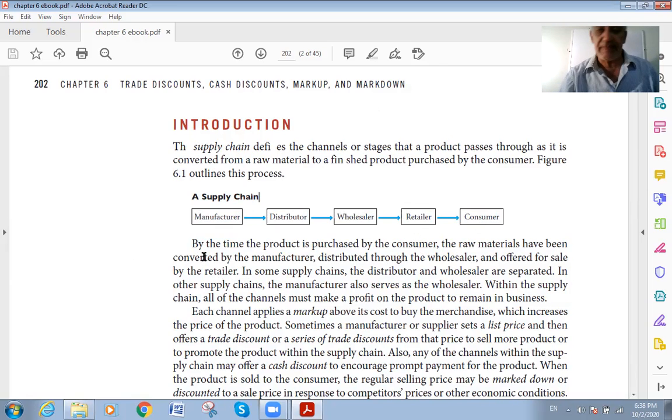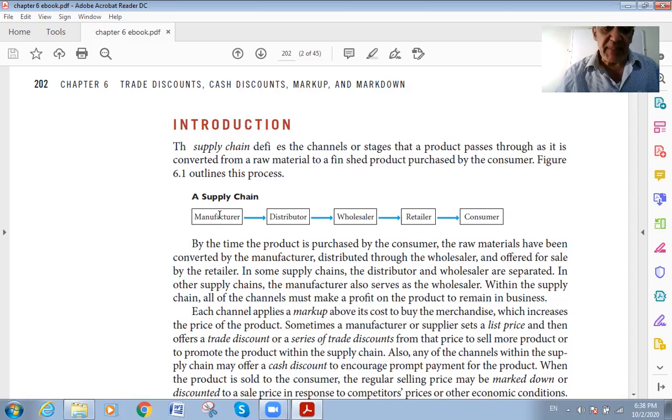Let's say as an example, any product you buy, like a chocolate bar, an eclair, or any kind of sweets or candies. You won't go and buy from the factory, the manufacturer, no. You will buy from the retailer here, this one. This is where you will buy, the retailer, okay?